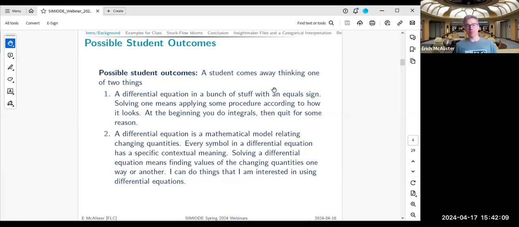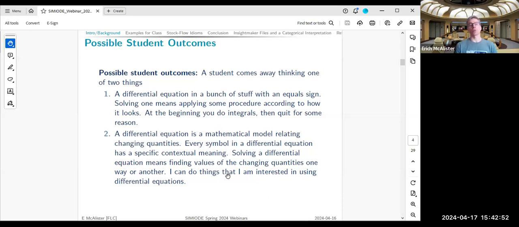So maybe it is not a fully honest thing to say that these are the two possibilities, but I'll say that I've interacted with math and engineering faculty whose attitude about differential equations is essentially outcome one. That it's just a class to get through and you do stuff and you don't know why. So I'm going to say using Insightmaker is one of many possible ways that we try to achieve the second outcome here.